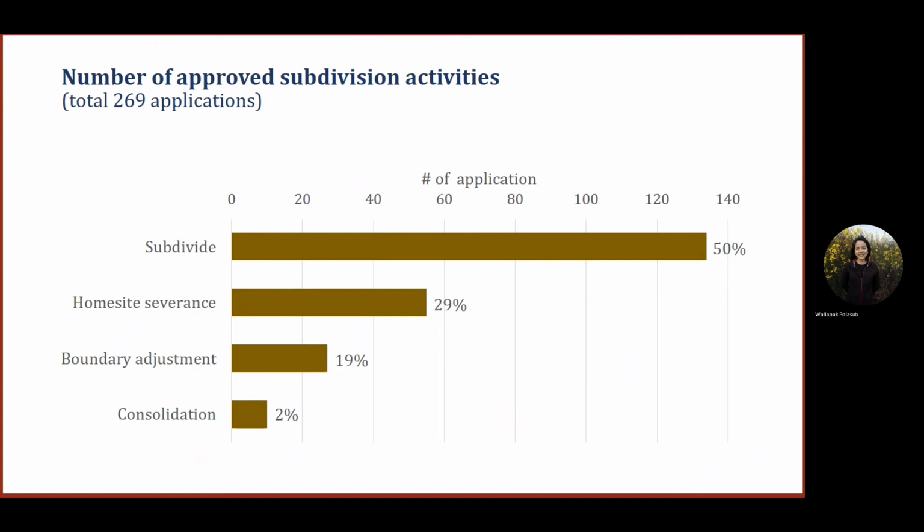And here are the number of approved subdivision activities. So half of the applications are for subdividing, creating more parcels.